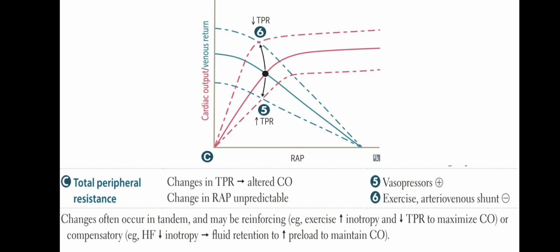Now, total peripheral resistance graph. If there are changes in the total peripheral resistance, there will be altered cardiac output. The change in right atrial pressure is unpredictable. The positive shift in the graph is seen with vasopressors and the negative shift is seen with exercise and arteriovenous shunt. Changes often occur in tandem, or you can say in a coordinated way. It may be reinforcing or compensatory. Now let's solve some questions.